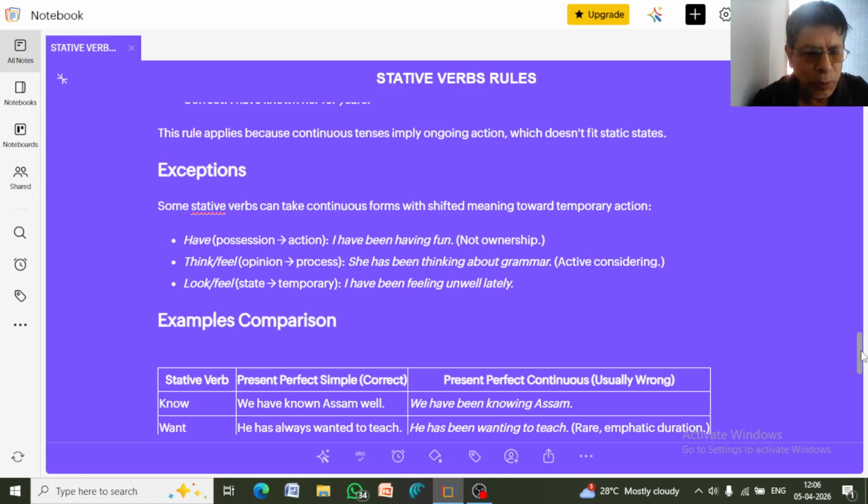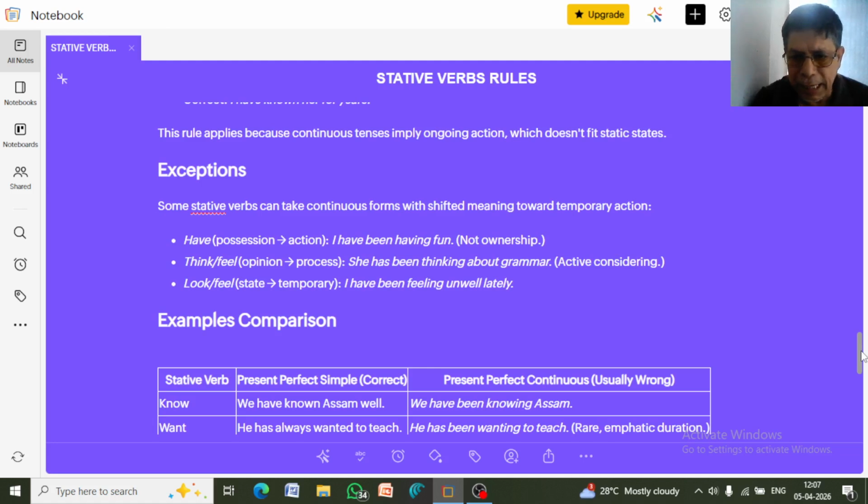Think or feel, which indicates opinion or process. So at that time it becomes an action verb. Example sentence is, she has been thinking about grammar. That means she is actively thinking or working on it, considering it. Look, feel, which indicates state but temporarily. I have been feeling unwell lately. So here, for the time being, the feeling was going on. Therefore, these three exceptions are correct.